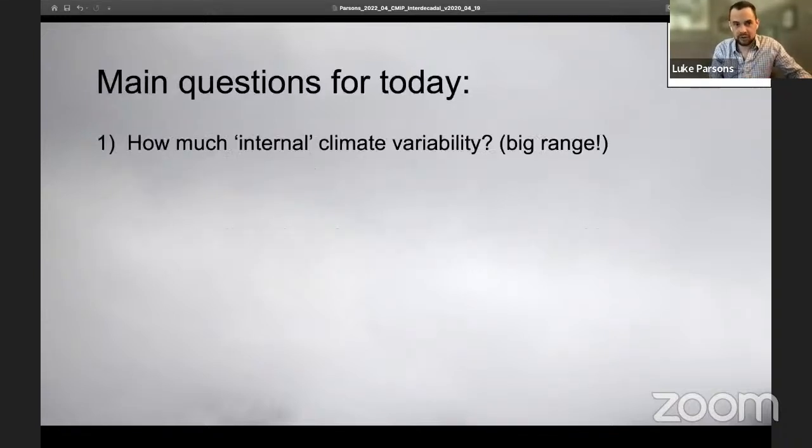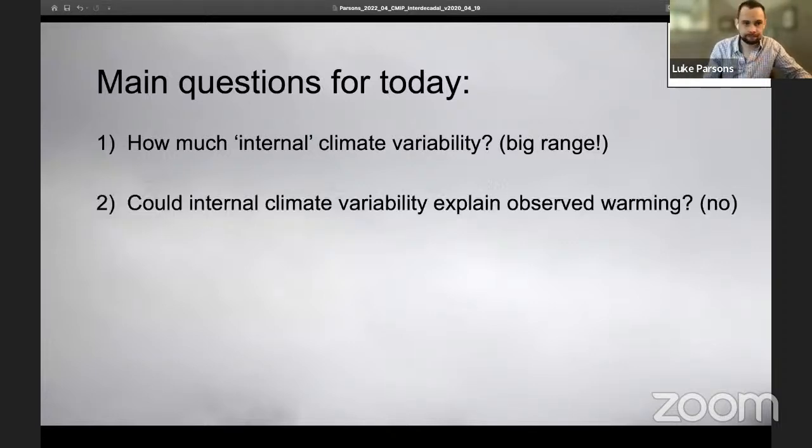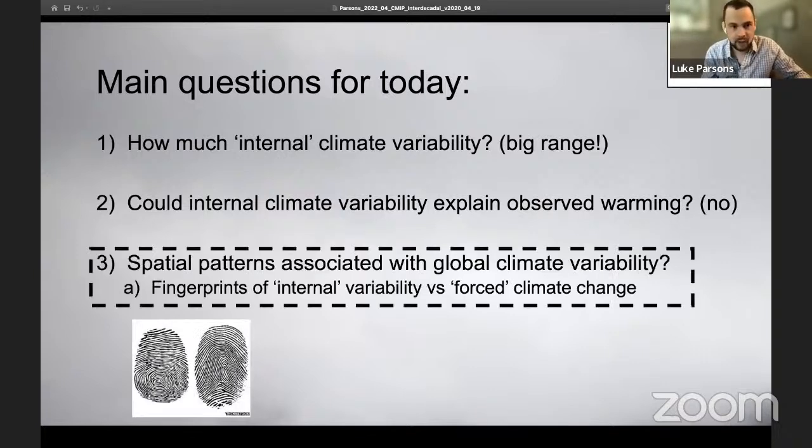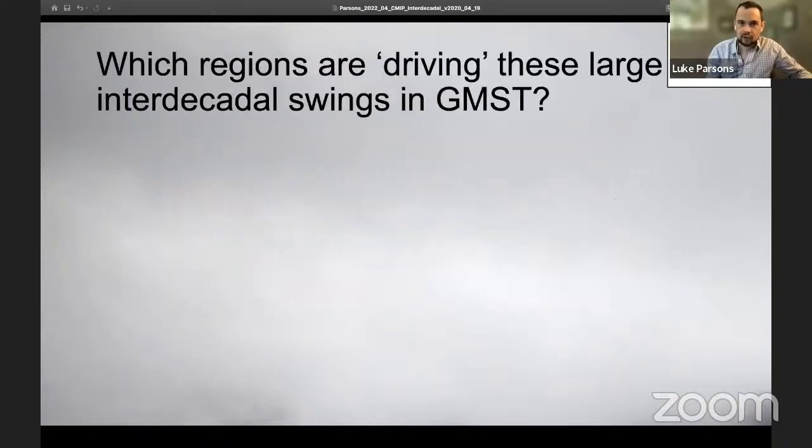All right, so remember my question here was how much internal climate variability is there in these models? There's a big range. Could internal climate variability explain observed warming, especially the last 100 years, or maybe the last 70 years? The answer is no. And then let's get to my final question. What are the spatial fingerprints associated with global mean surface temperature variability on these interdecadal timescales? Is there a fingerprint of internal climate variability versus forced climate change? So we can ask then kind of which regions are associated with or are driving these large interdecadal swings in global mean surface temperature, GMST.